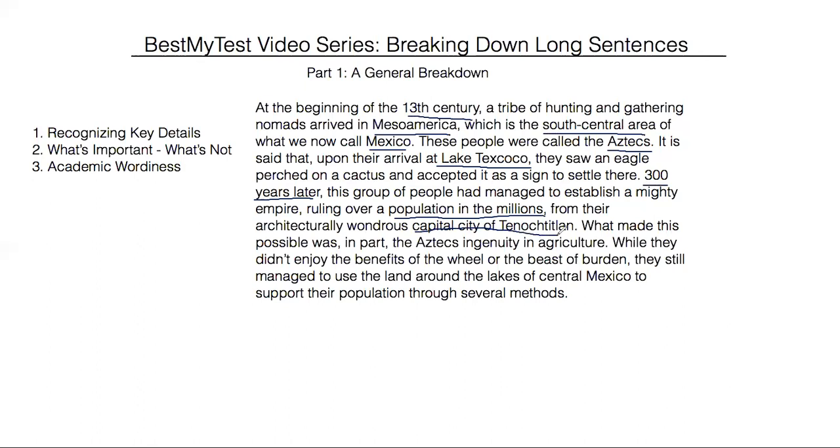Okay, the next sentence: what made this possible was in part the Aztecs' ingenuity in agriculture. While they didn't enjoy the benefits of the wheel or the beast of burden, they still managed to use the land around the lakes of central Mexico to support their population through several methods. Okay, so for recognizing key details, what we've done here is pull out all the time periods and the names, the proper nouns that we need. So we have locations, we have time, we have names.